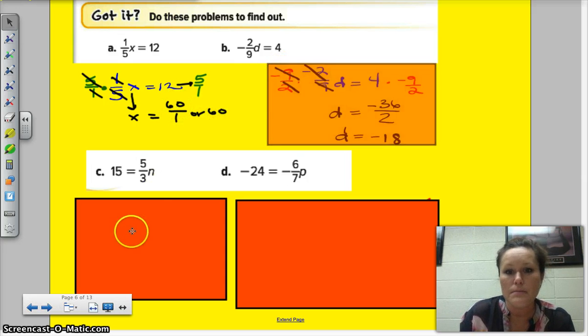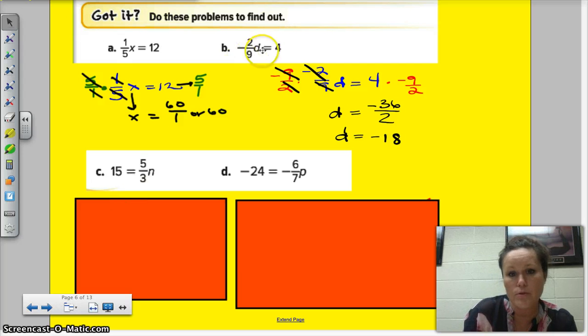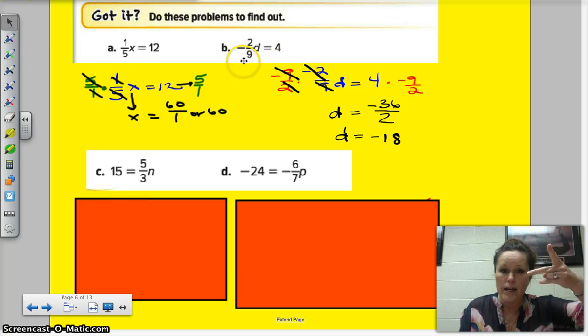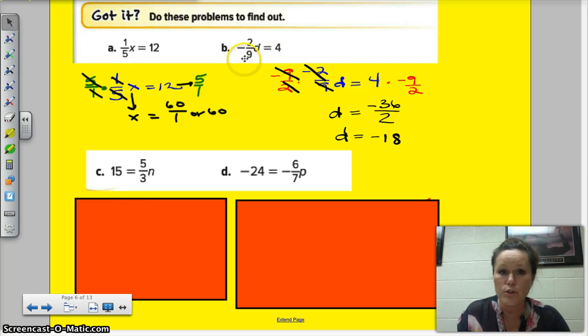In number B, I multiplied by the reciprocal, so I flipped over and I ended up multiplying by -9/2 on both sides of the equal sign. Over here, I did 4 times -9 and 1 times 1. I got -36/2. D equals 18.